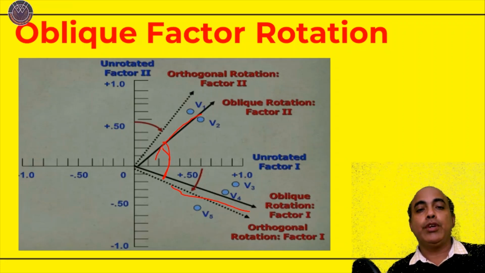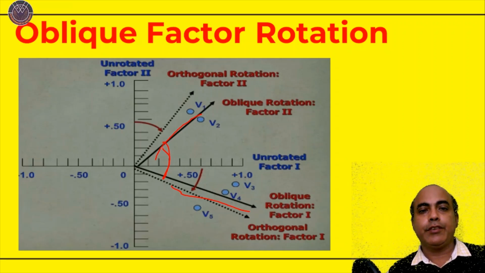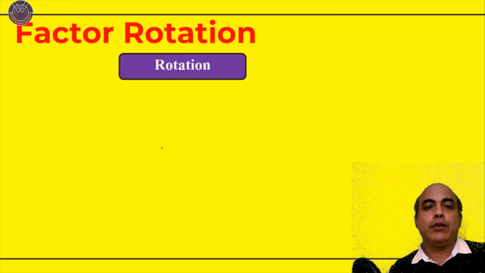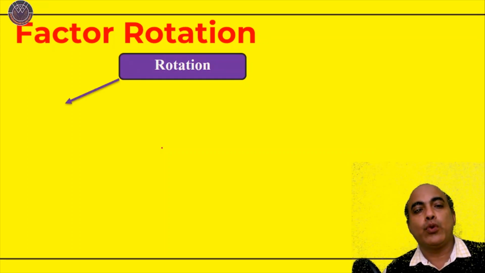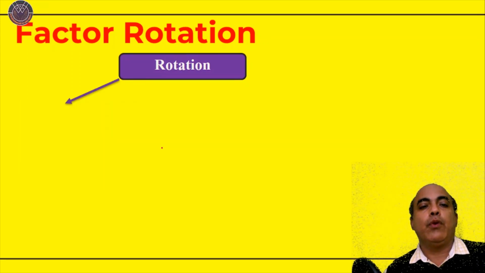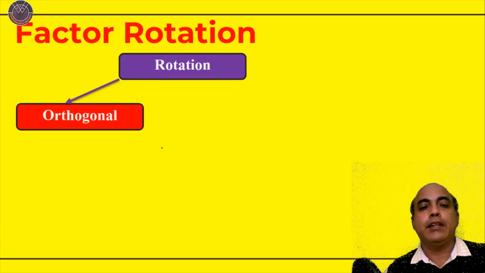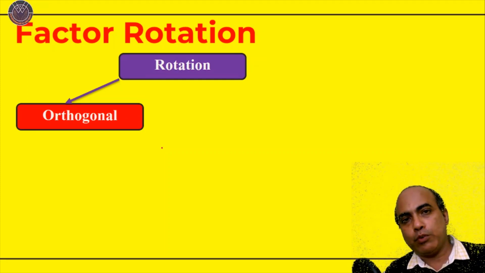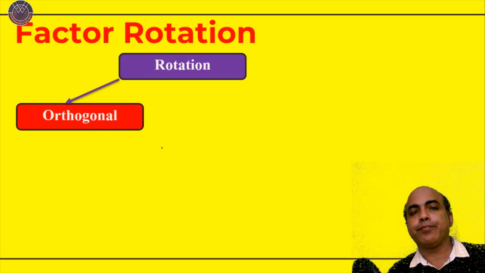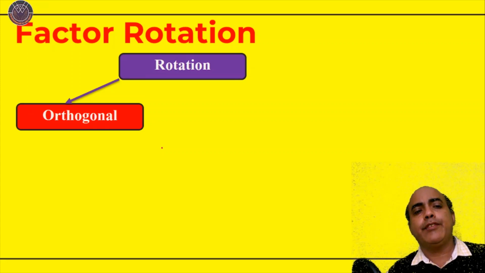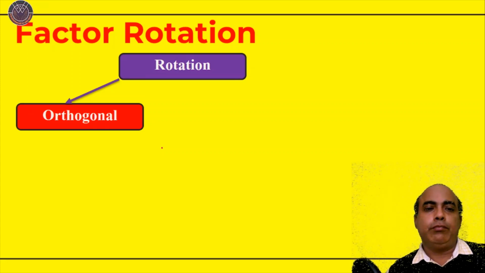So it depends on the situation, the context, the study, the investigation, and the objective of the study, which type of rotation we are going to perform. I told you that these rotations are of two types, orthogonal and oblique. Whenever you use software like SPSS or some other analytical software, there are different approaches to orthogonal rotation.